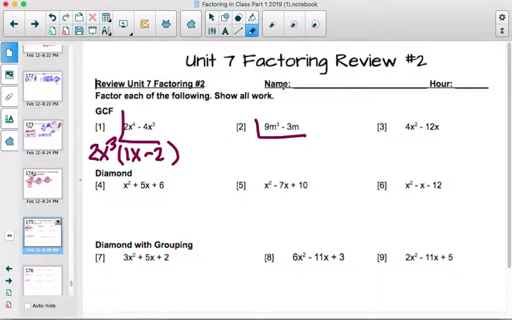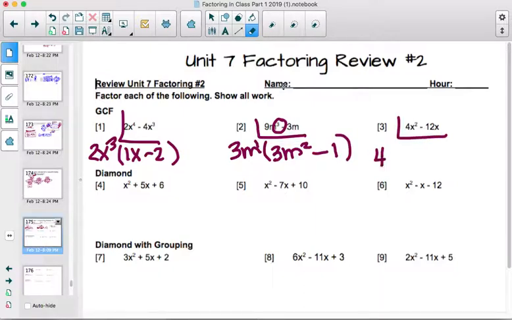Second one, we could take a 3 and an m out, because we're taking the smallest exponent. 9 divided by 3 is 3. I had 3 m's, I'm taking away 1, so I'm still left with 2. And then 3 divided by 3 is 1, and I have no m's left.